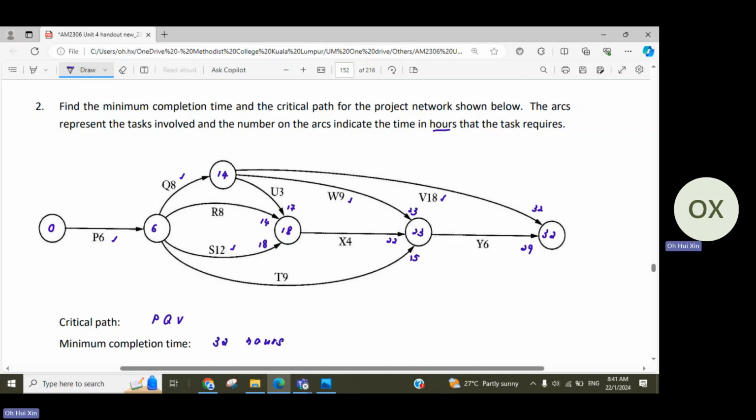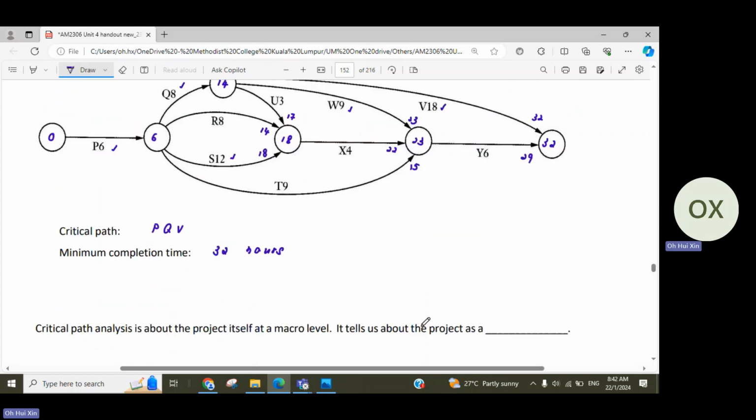Okay, so that's this question. I hope that you get it correct. If let's say you cannot get this part correct, then you must make sure that you go through the video again to make sure that you understand it. Because later when we are moving towards EST, LST, it will be even more complicated. Okay, so that's the part for example 2.